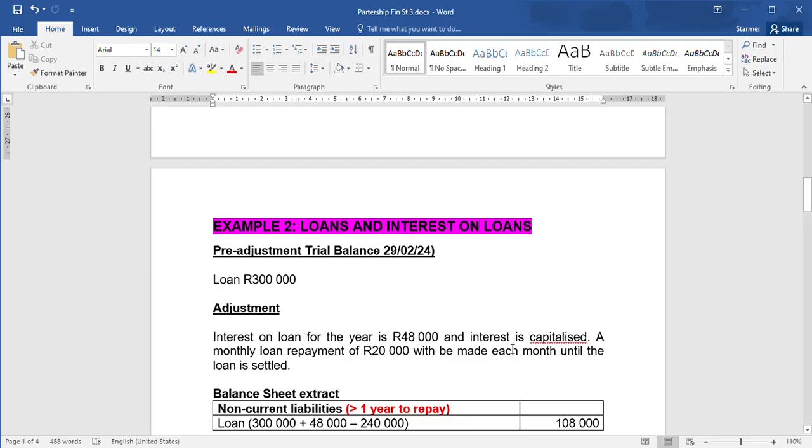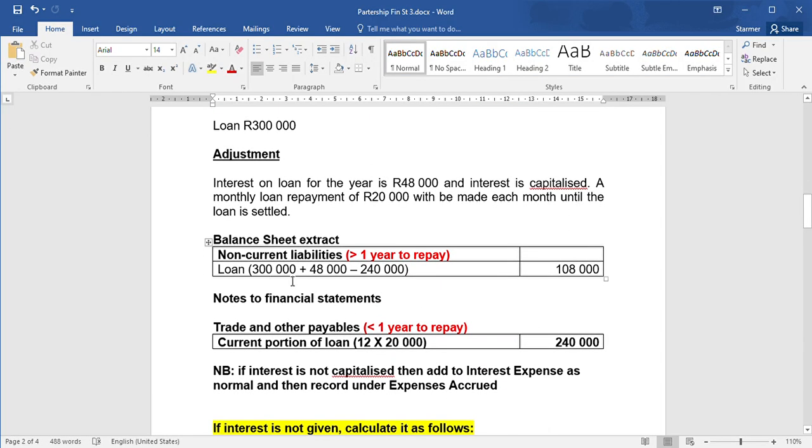But then they go on to tell you that interest is capitalized. In other words, you're going to go to your loan of 300,000 and you're going to add 48,000 here. So because interest is capitalized, you add to the actual loan figure.